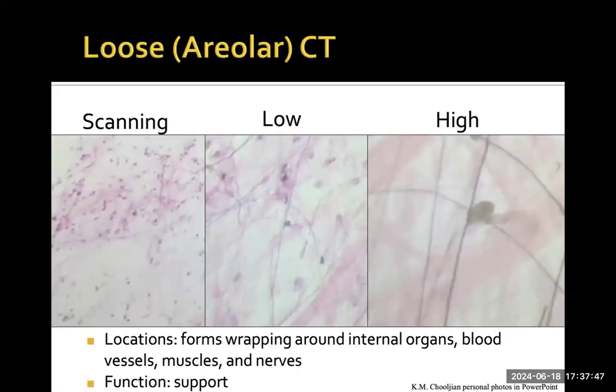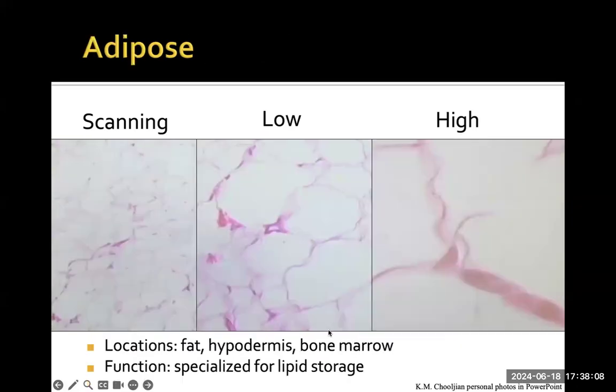Okay, so one by one. This is called loose areolar connective tissue. You can see because it's loose, it's very spacious. There's lots of white in the background, but you also see these fibers running through it. This is going to form a wrap around your internal organs, your blood vessels, muscles, and nerves. And the function here is to support your body.